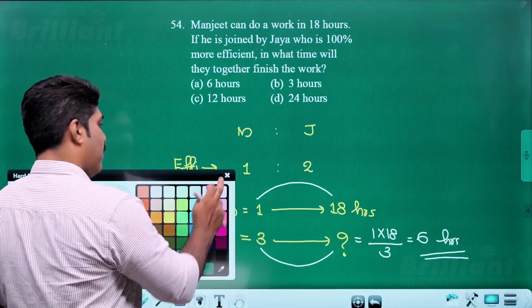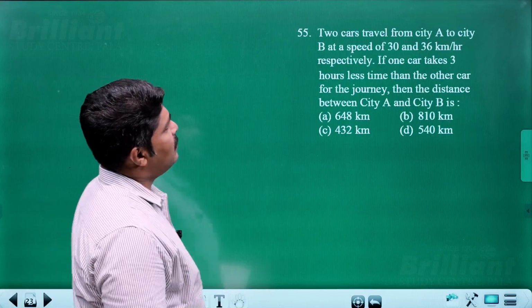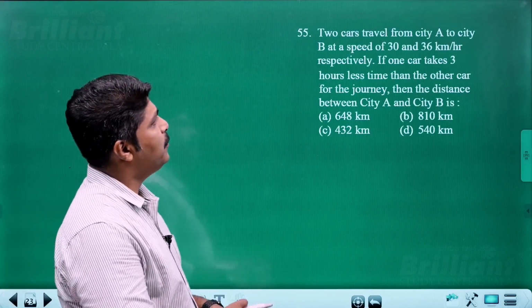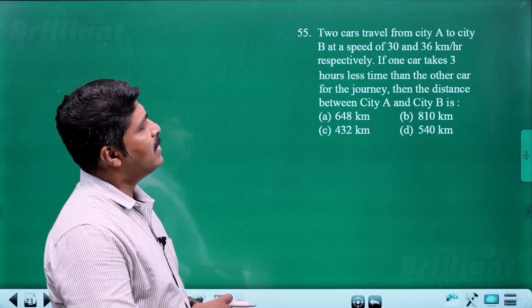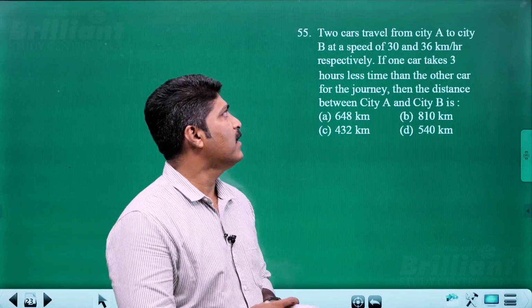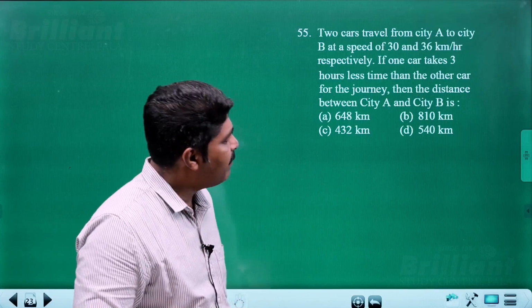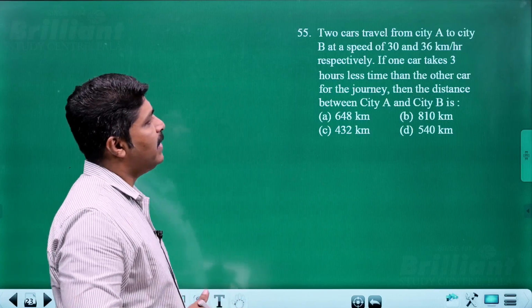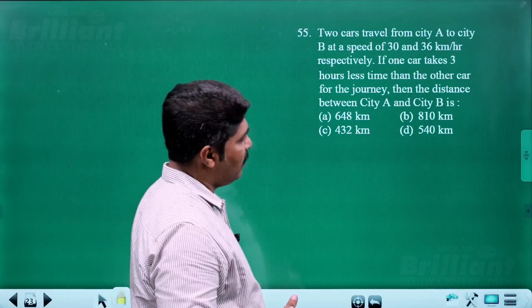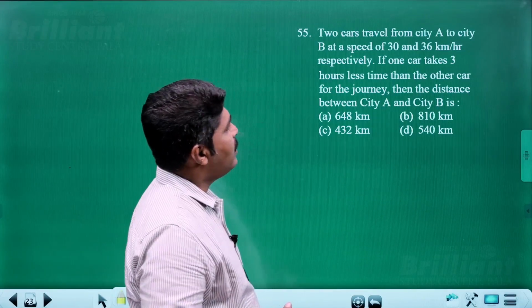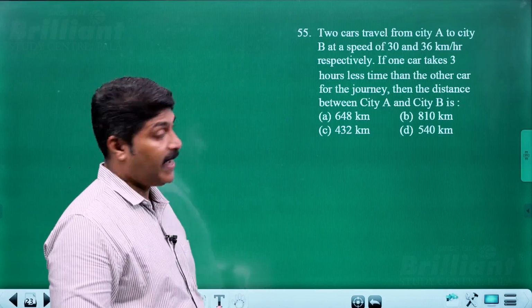Then the next question: 2 cars travel from city A to city B at speeds of 30 and 36 km per hour respectively. If one car takes 3 hours less time than the other car for the journey, find the distance between city A and B.